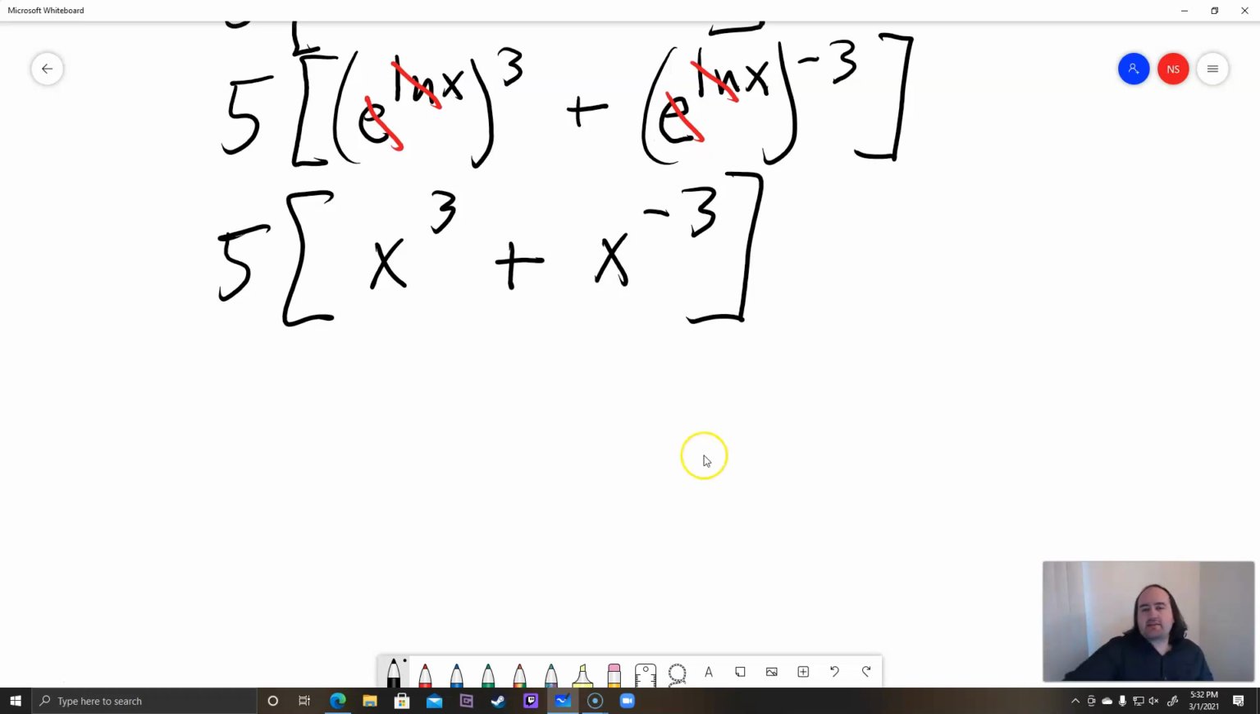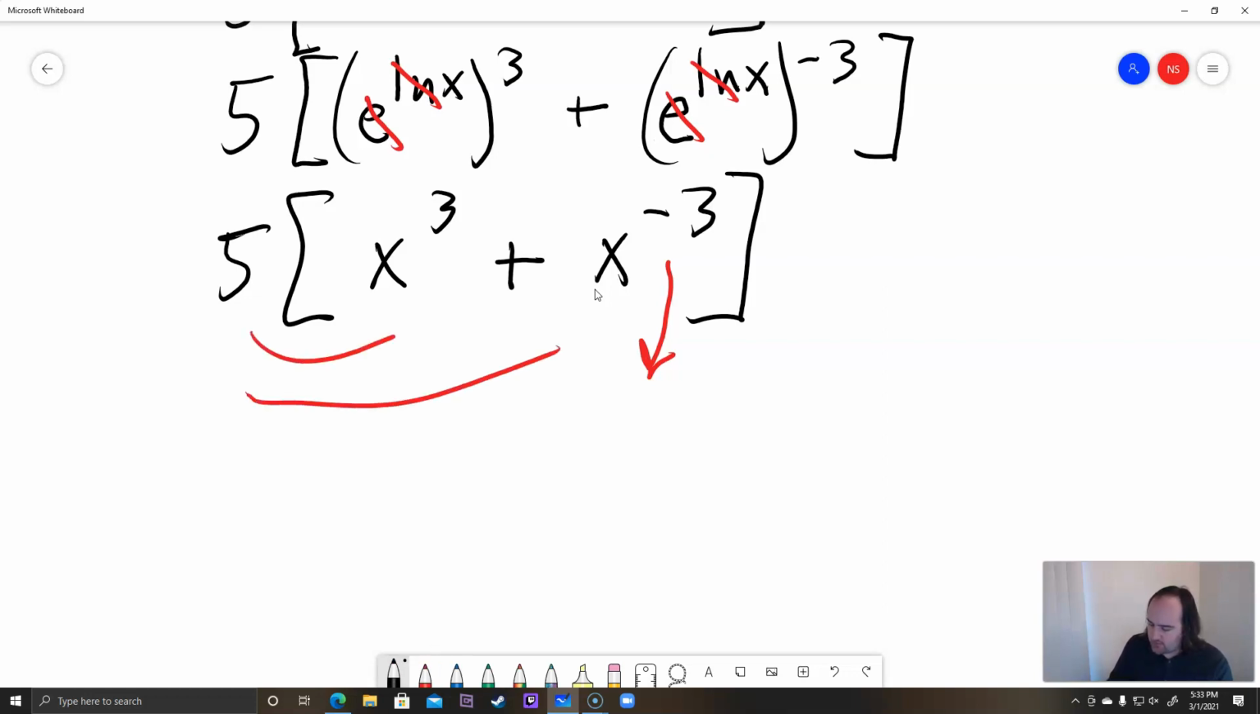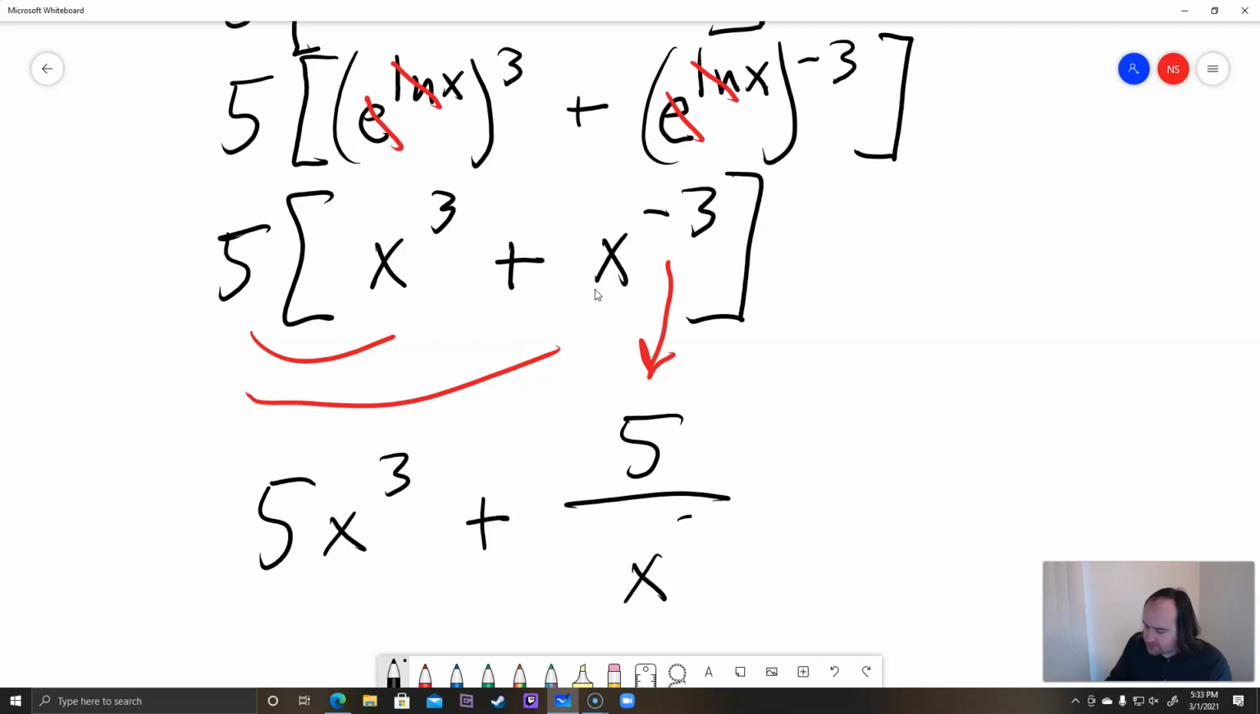Okay, and then for the x to the negative 3, they generally don't want you to leave it as a negative exponent. So remember, a negative exponent is the same as 1 over the positive exponent. So if I move this x to the negative 3 to the denominator, and I'm also going to distribute the 5, then we're going to get 5x cubed plus 5 over x cubed.